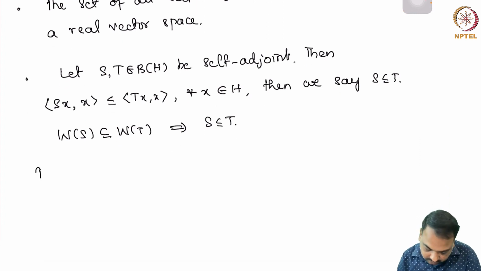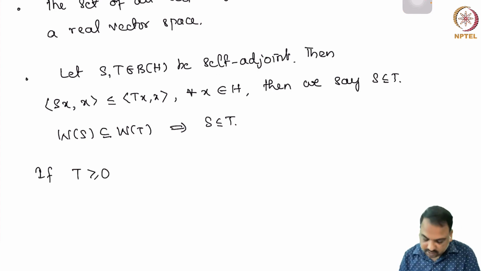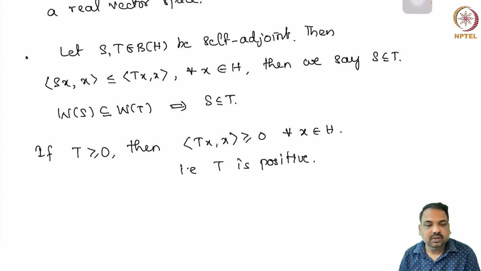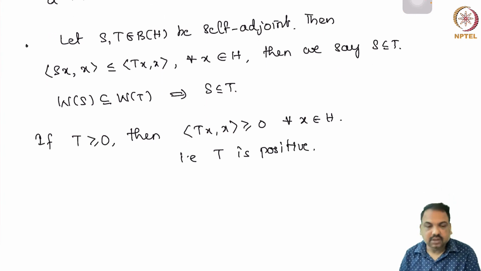So if T is bigger than 0, that means when you take S equal to 0, then the inner product of Tx with x is always bigger than or equal to 0 for every x. That means T must be positive. So when T is positive, we denote it by saying that T is bigger than or equal to the 0 operator. So the notation is the following.